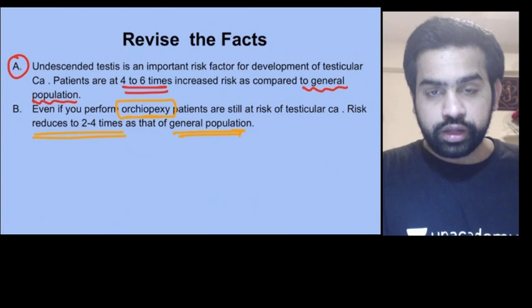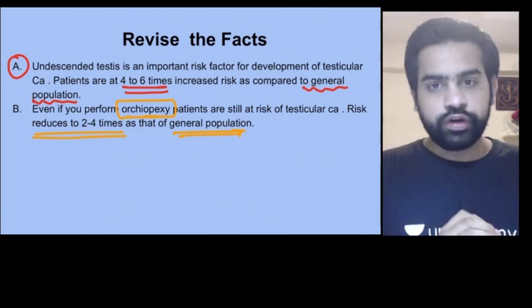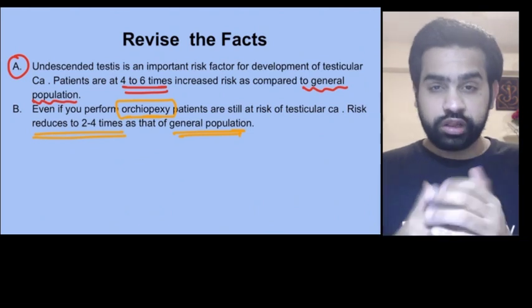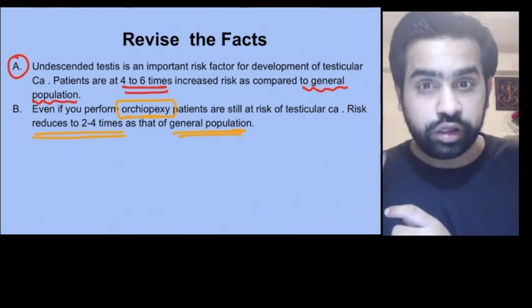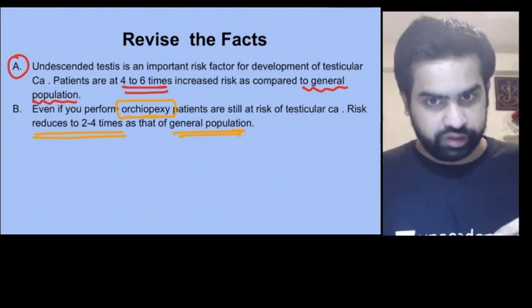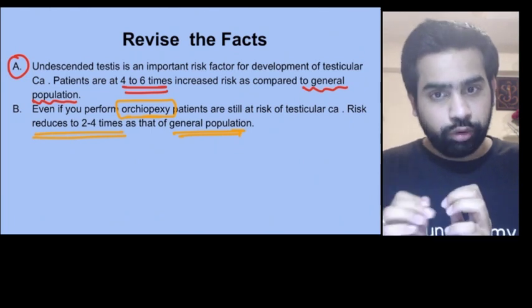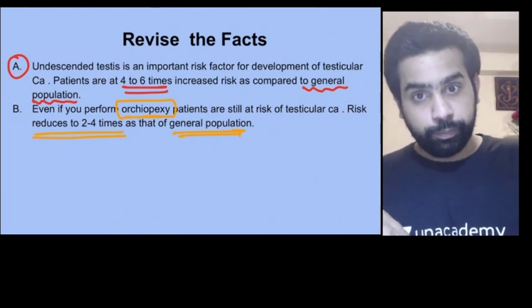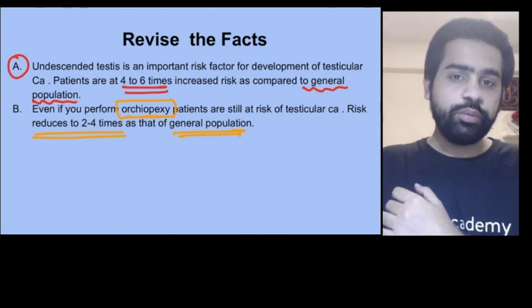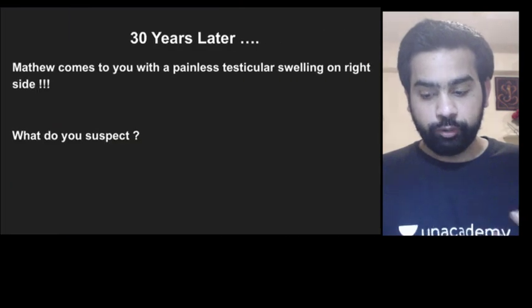So the moral of the story is, if there is a patient who has an undescended testes, he is at a risk of a testicular carcinoma around 4 to 6 times that of the general population. Please understand, it is 4 to 6 times. It is very important. Some of the guidebooks give it wrong. It is 4 to 6 times. If you do an orchidopexy, then what is going to happen? Then also the risk of testicular carcinoma is going to persist. The only thing is, it is going to be reduced to 2 to 4 times. I hope you get this particular point.